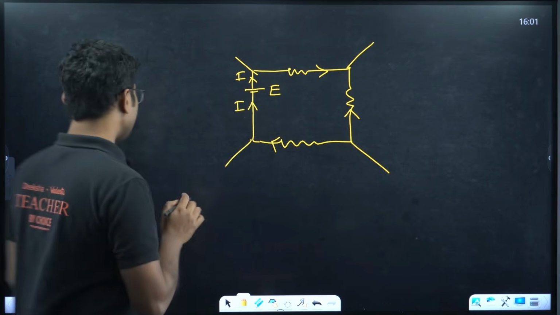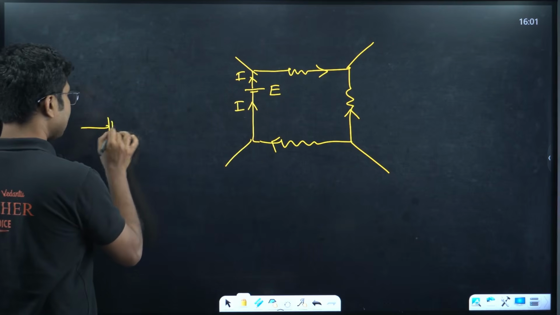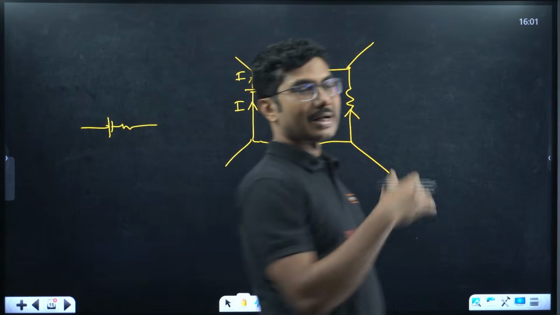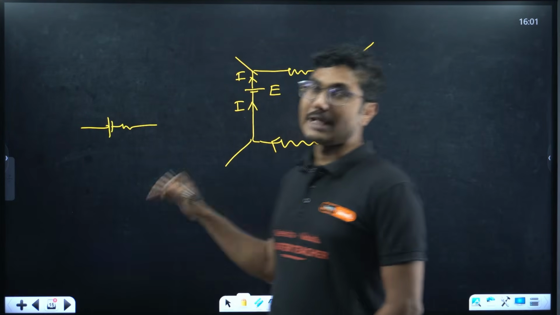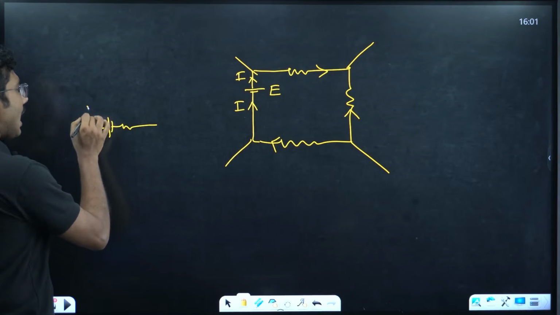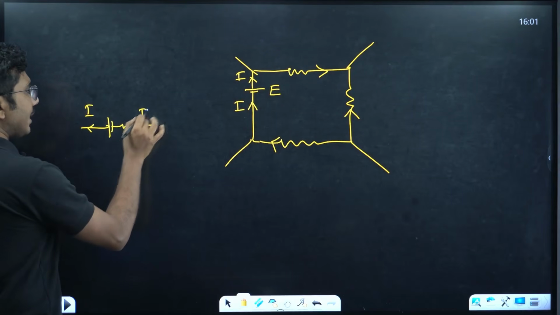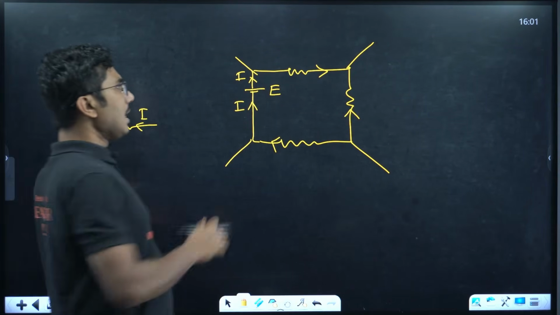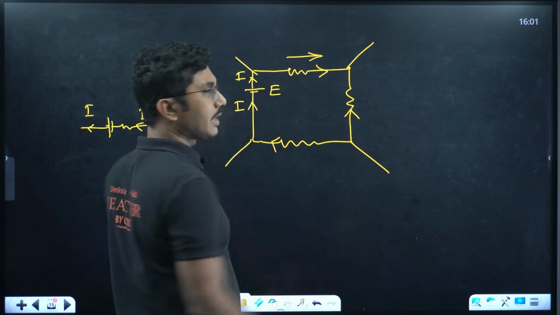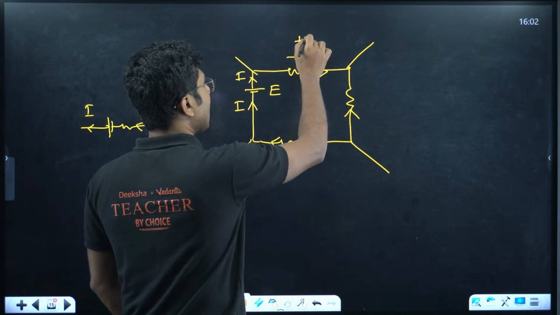That is point number 1. Suppose in a cell they have added some resistance, don't worry. If there is a cell involved, whatever current exits the cell, the same current has to come back to the cell. Again, conservation of charge: if I current exits, I current has to enter. Clear? Now when you are going around a particular loop in the direction of current, everything is positive.